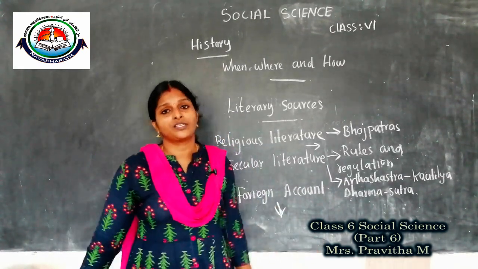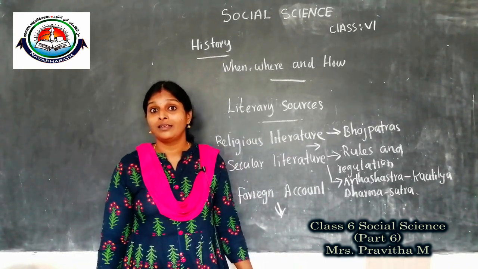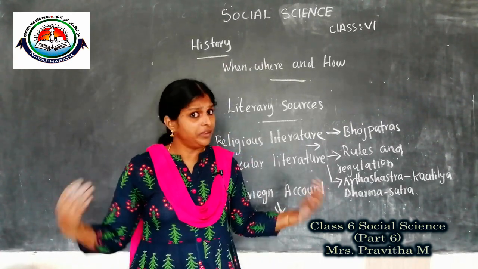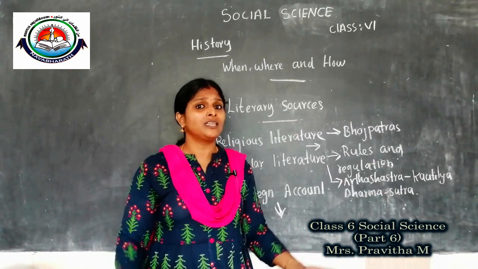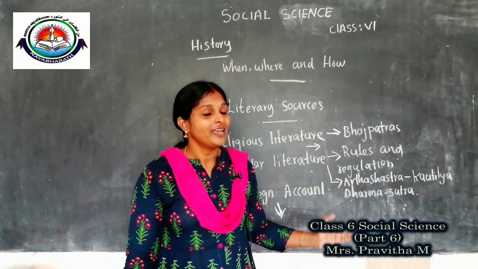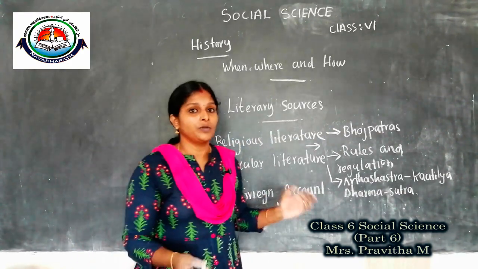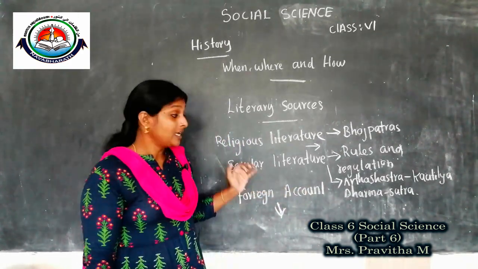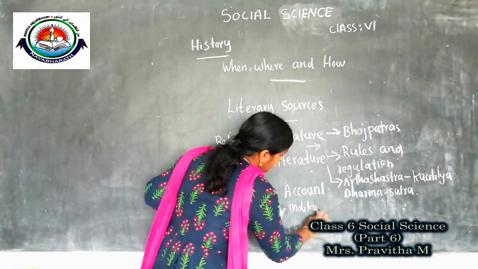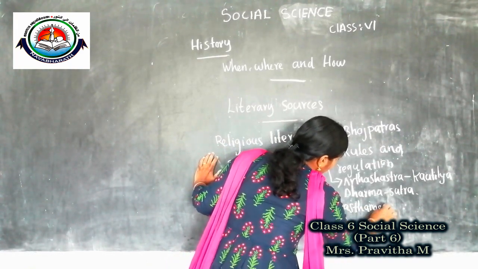For example, you have heard about Alexander. Who was Alexander? One of the Greek rulers. Alexander invaded India many times. From where do historians get this information? From the Greek records. In this way, children, another important book is Indica. The book Indica was written by Megasthenes. This is another example of a foreign account.